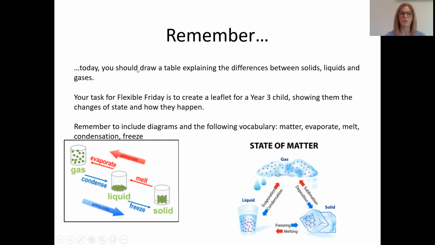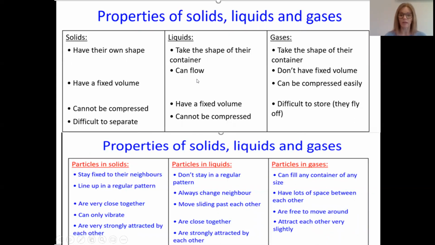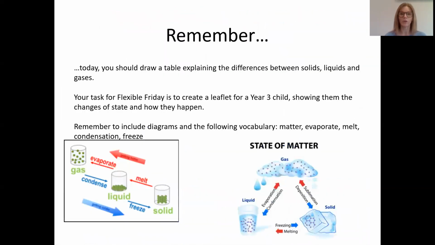So today you can either draw a table, so you could draw that table if you wanted to, or you could make notes about the differences between solids, liquids, and gases. And then on Friday, your task is to create a leaflet for a Year 3 child, showing them the changes of state and how they happen. There are some diagrams here to help you show that process. So you may want to include one of these in your leaflets for your Year 3 child.